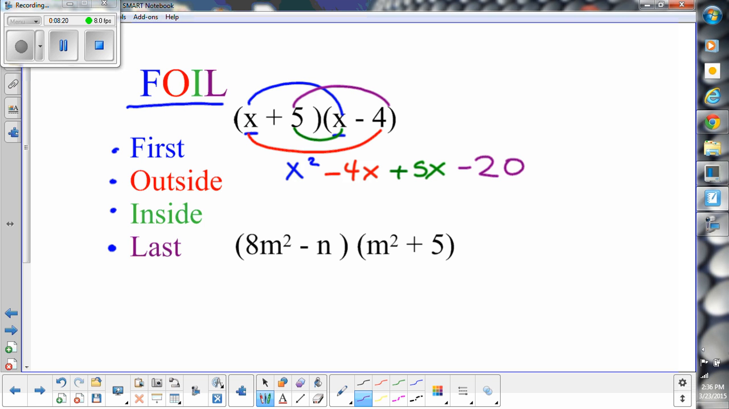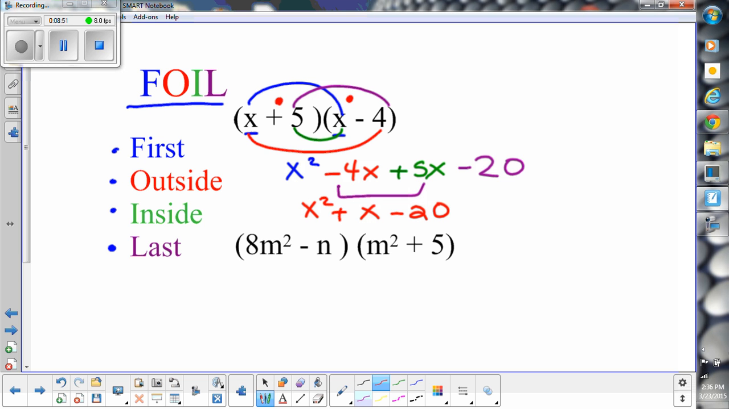We're almost, but not quite done. We simply have to combine our like terms right here. And we have negative 4x plus 5x, which is x. And we bring down our x squared term. We have x squared plus x minus 20, and that's our final answer. And looky here, we made a cute little face. That's our FOIL.